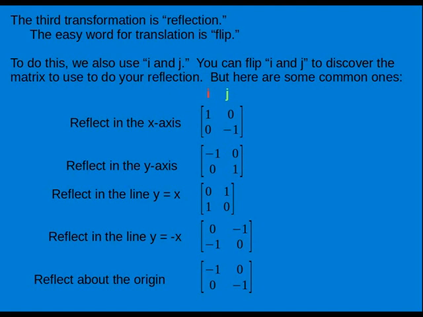The third transformation we'll talk about is reflection. The easy word for this is flip. To do this, you'll also use I and j. You can flip I and j to discover the matrix to use to do your reflection. Here are some common ones though. We have one for reflecting in the x-axis, another one for reflecting in the y-axis, one for reflecting in the line y equals x, and one for reflecting in the line y equals -x. There's also one for reflecting about the origin.